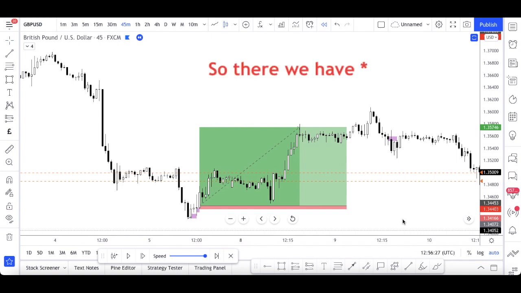That's the full breakdown of that GBP USD counter trend buy scenario. That was executed on the 5th of November, so almost a month ago now, about 3 or 4 weeks ago now.